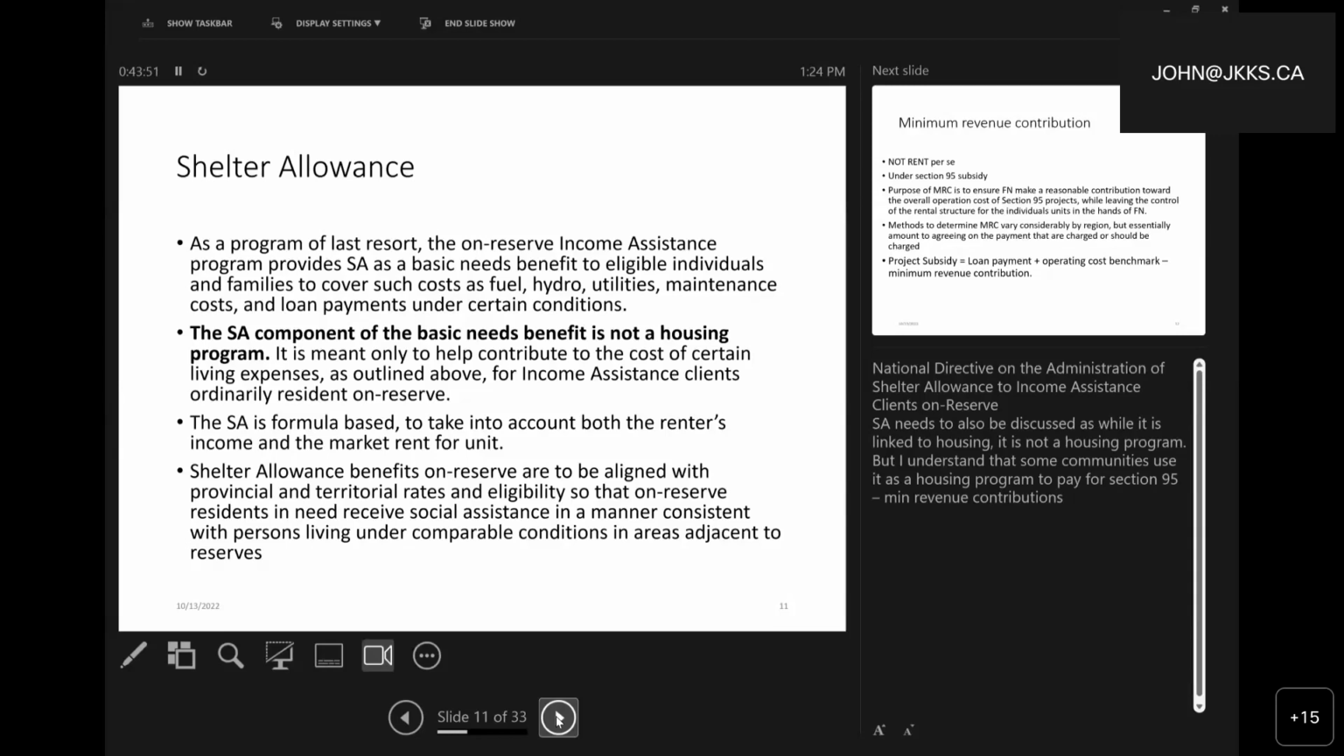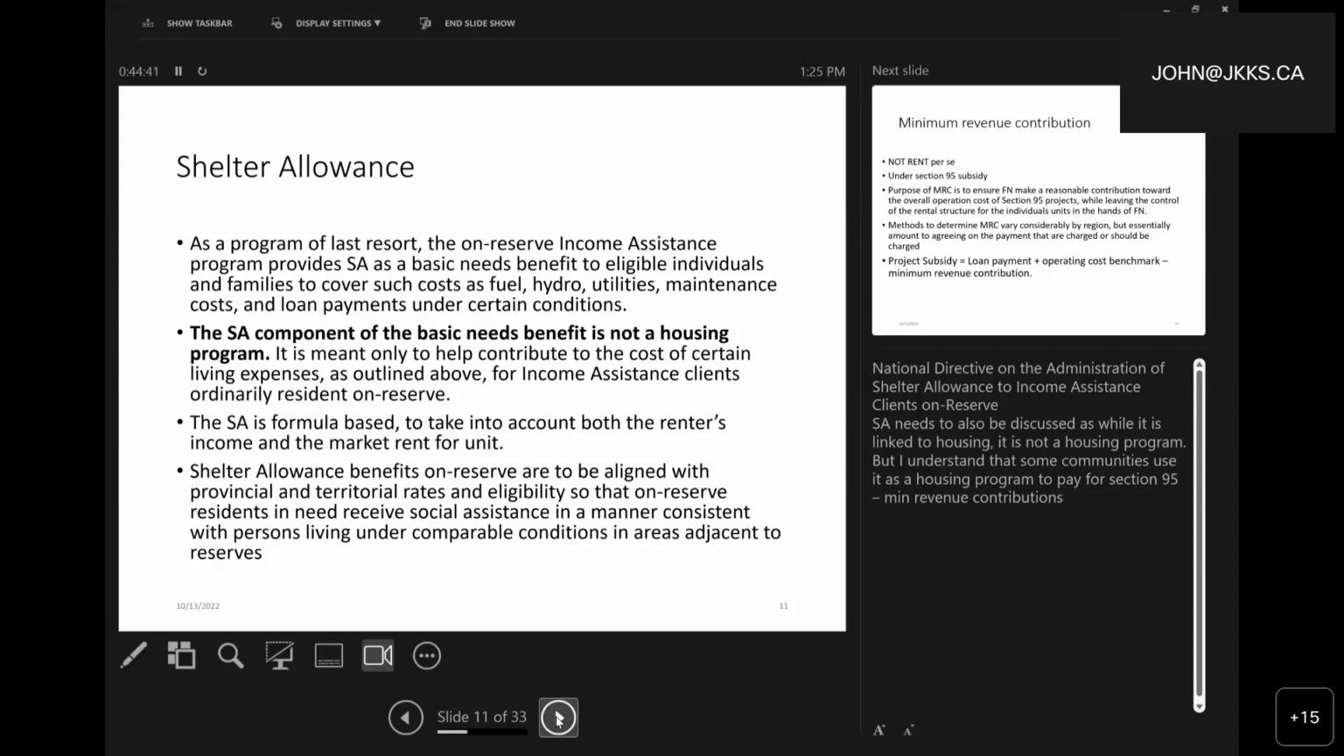I know many communities base Section 95 homes on shelter. So one way communities increase their housing stock is to say, well, we're going to apply for a Section 95 home because we know a family of four, for example, can get $800 as our minimum revenue contribution, and we could use that money to offset a Section 95 house. That's really not the purpose of SA, but First Nation communities have used it as a form to get Section 95 housing. Why? Because I understand you need to increase your housing stock. They use SA as a form to do that.